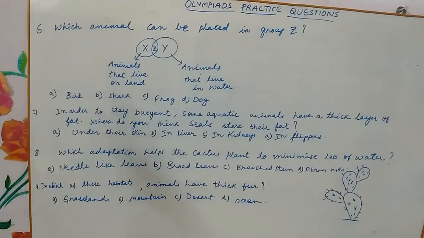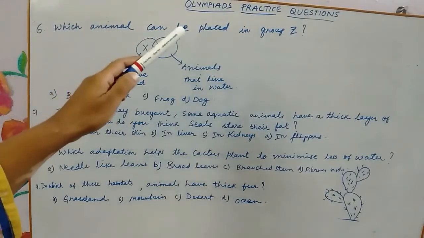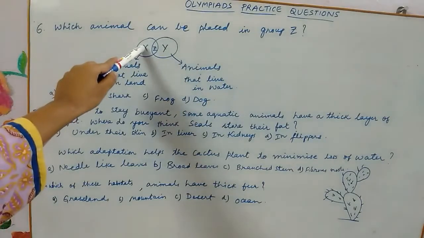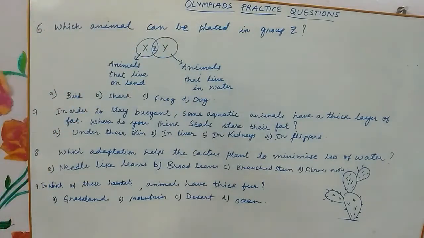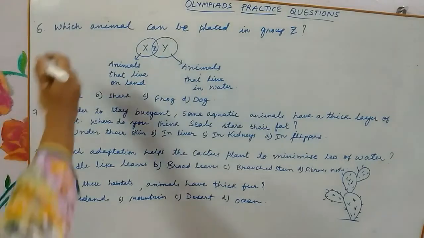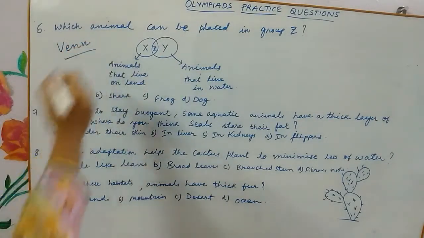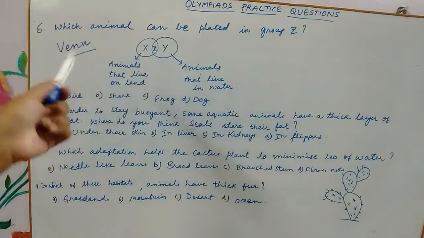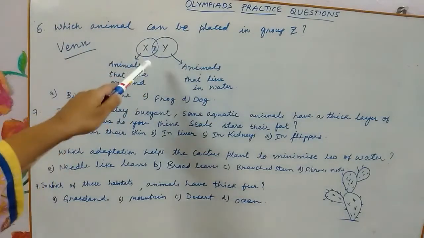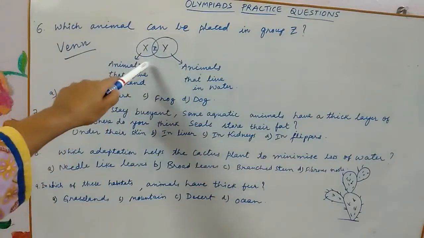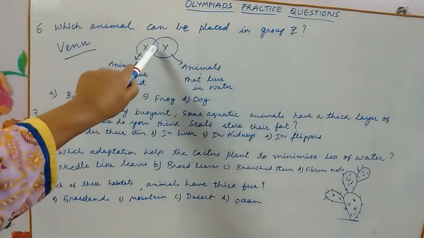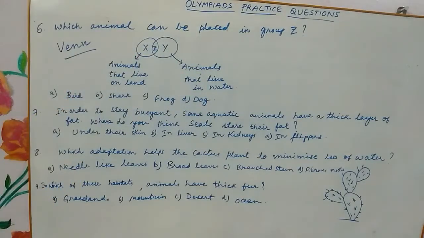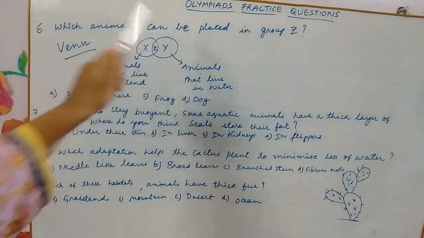Now coming to the sixth question. Which animal can be placed in group Z? You can see here, these kind of diagrams are called Venn diagrams, children. They show some relationship and interdependence among the different groups. X is completely one group and Y is another group, and Z shares common features of X and Y. Okay, so it's related to both X and Y.